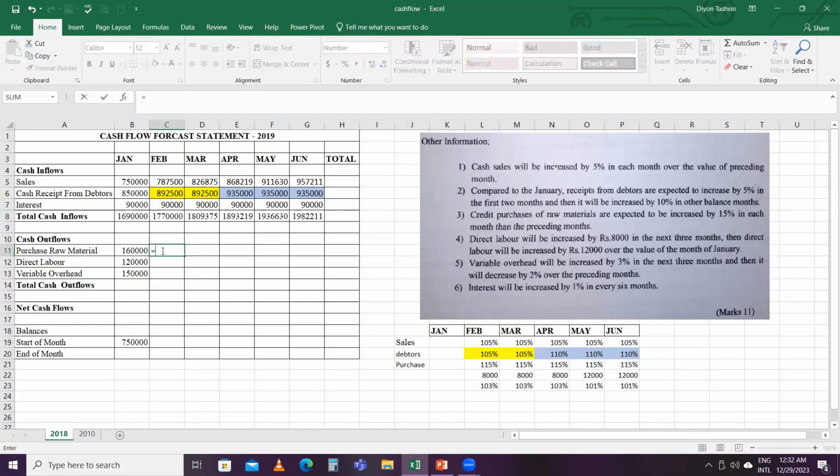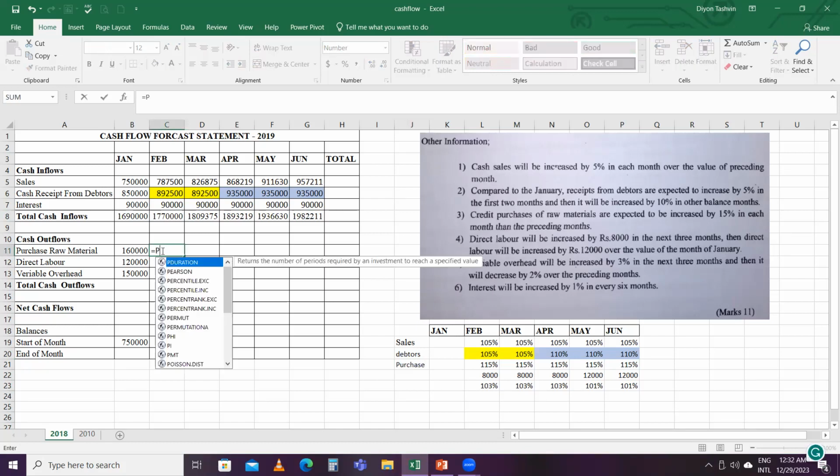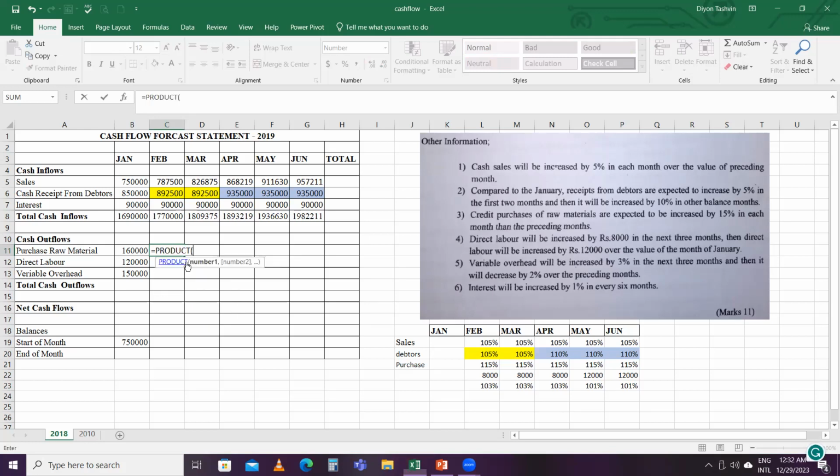So here also I'm going to use the product function. So this value should multiply by 115%. Since this value is same, I'm going to fix it. If not, you can use the relative cell reference without fixing it. It's also fine. Then I'm going to drag it up to the month of June.